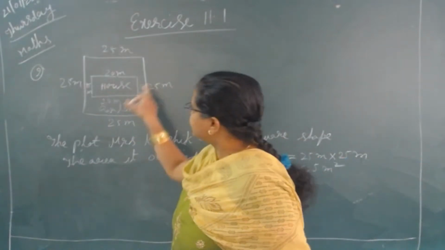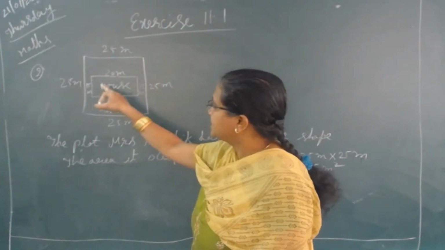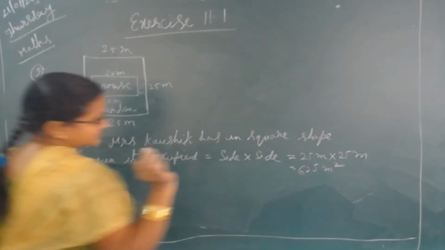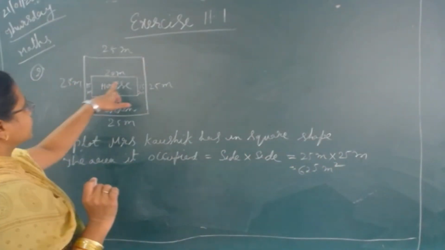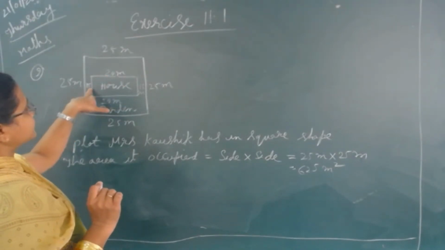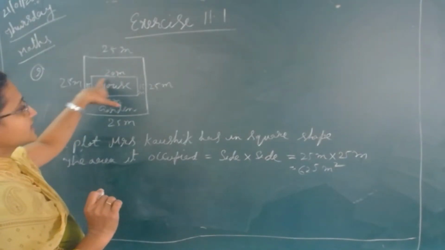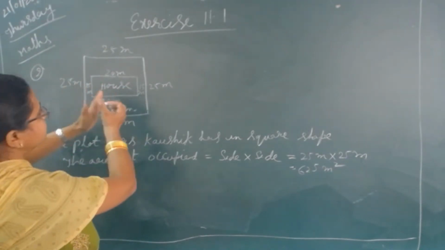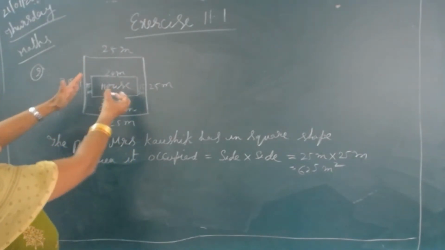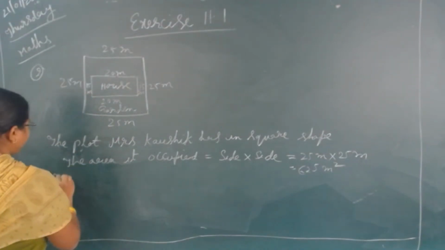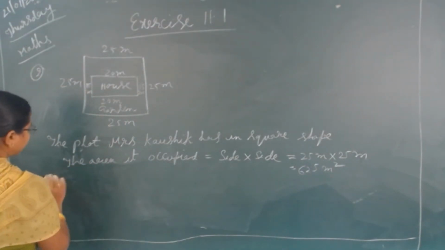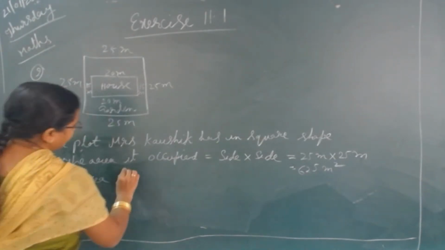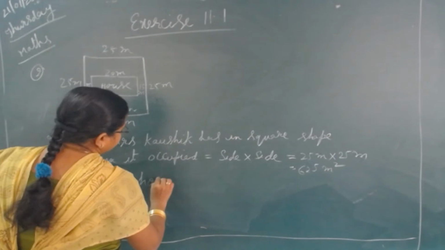See, inside this plot she had a house. In which shape is the house? Actually, the shape of the house is not mentioned in your sum. But they have given the length as well as the breadth of the house. Length is greater than the breadth, which means both have different measurements, so it is in rectangular shape. So the area the house occupied is, so it is in rectangular shape.